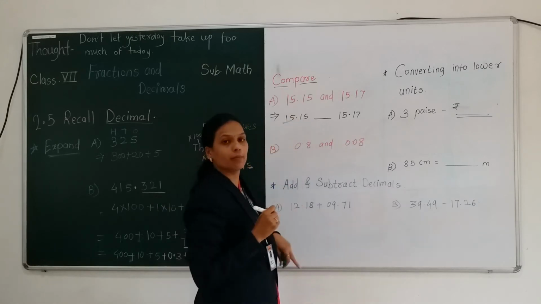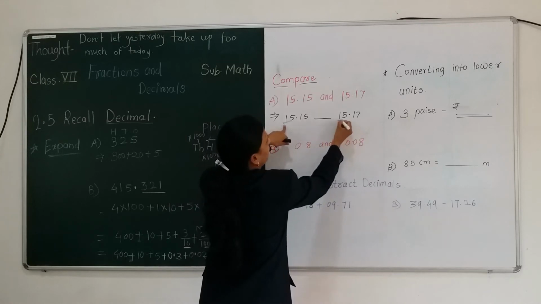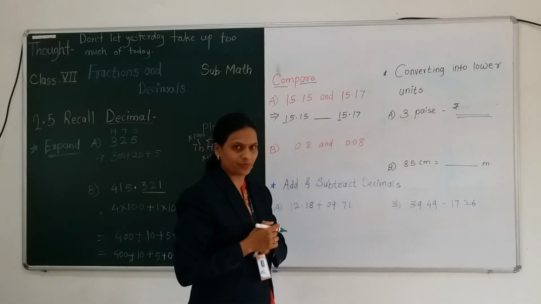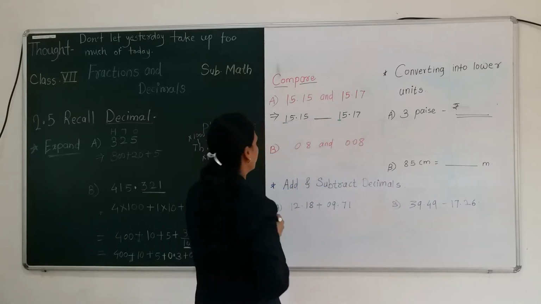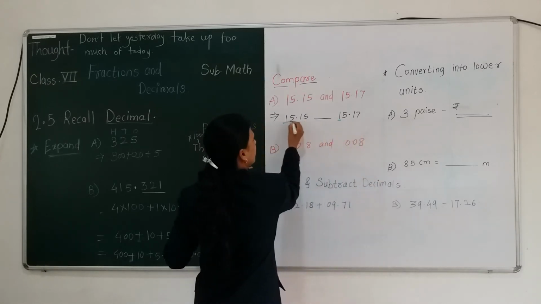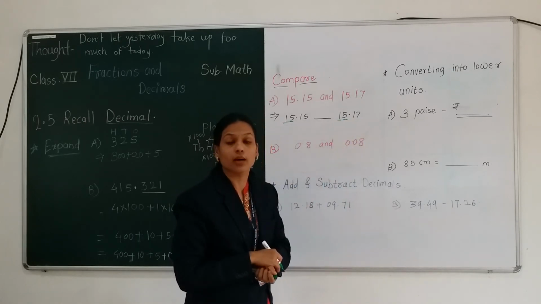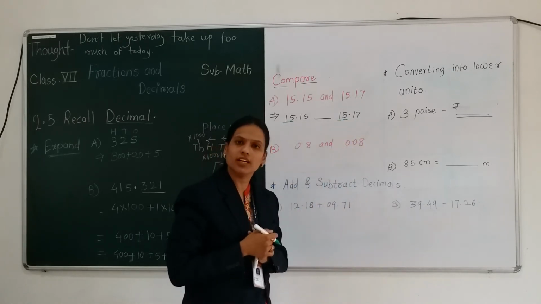Leftmost first number. Just check the first number, which is on the left hand side. Both numbers are the same, so we cannot compare. Now check the second place on the left hand side: 5, 5. Again we cannot compare because we again have the same number.